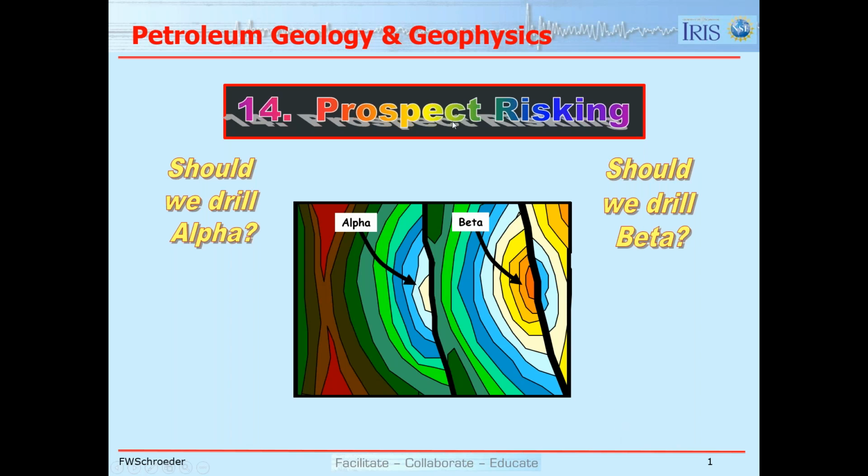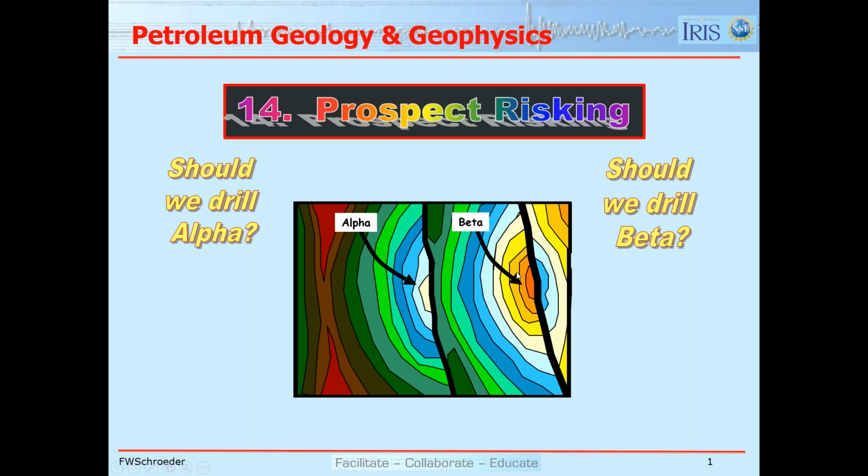So we're going to talk about prospect risking, and the figure here is meant to be a structure map, deep coming up to a high point on a graben, down to the east fault, another low coming up to a high, another fault. And we'll call this the alpha prospect, and we'll call this the beta prospect. And so the question would be, should we drill either of these or only one?